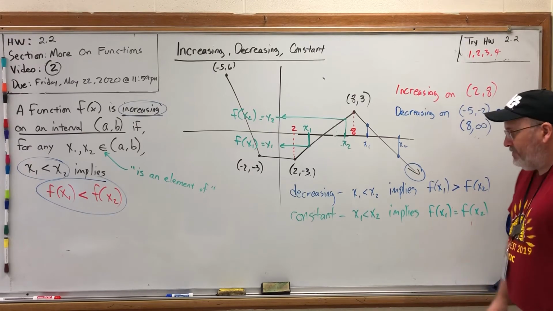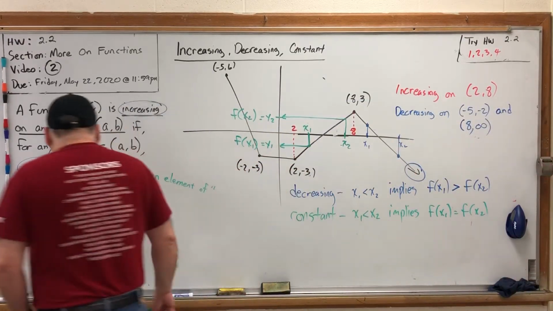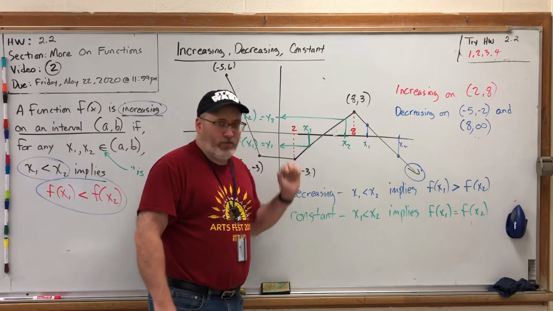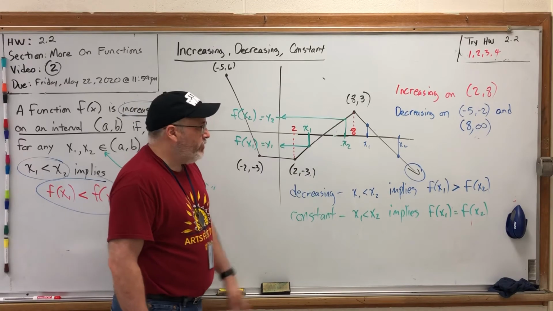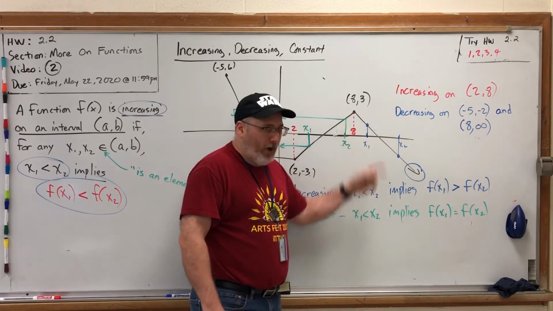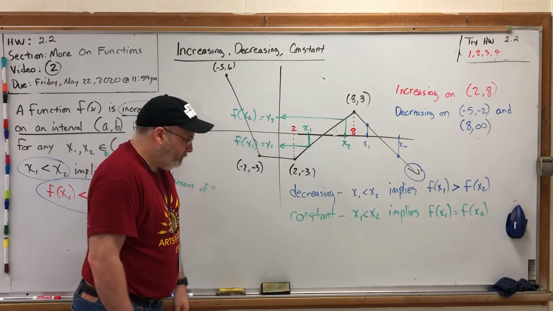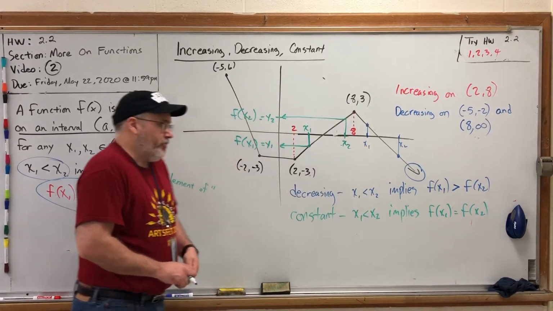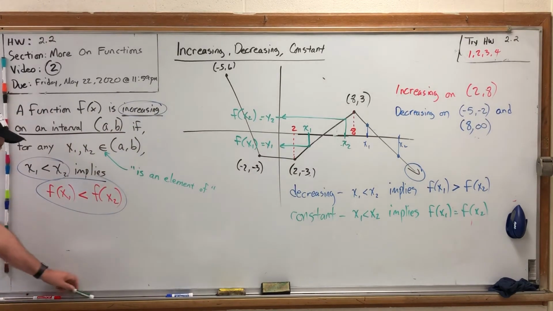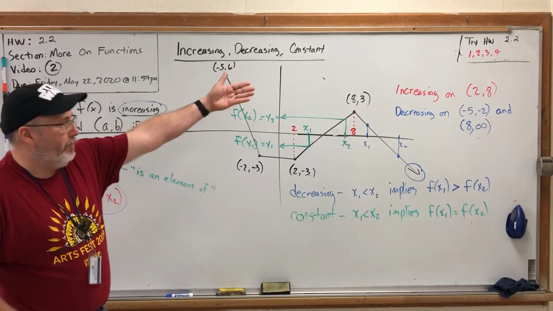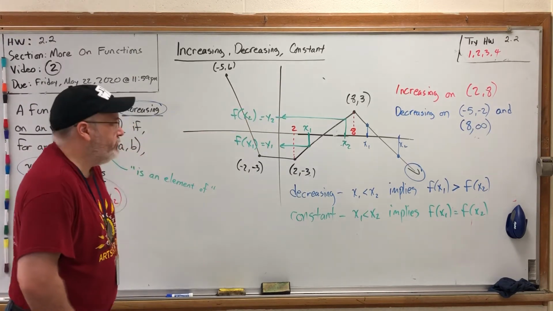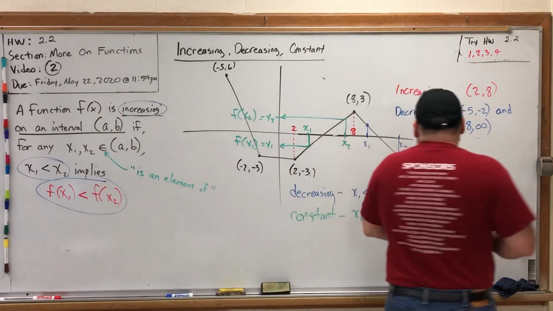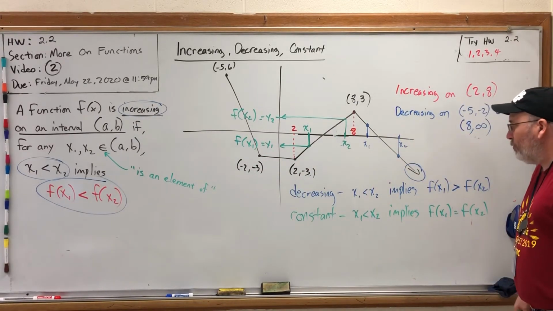So it's kind of a rigorous definition, but it makes sense if you think about it. If you're increasing, a smaller x will produce a smaller y. If you're decreasing, a smaller x will produce a bigger y. But if you're constant, a smaller x will produce the same y as a larger x. In terms of your homework, which by the way, you should try problems 1, 2, 3, and 4 after these two videos, all you really have to do is to be able to answer where is this graph increasing, where is it decreasing, where is it constant.